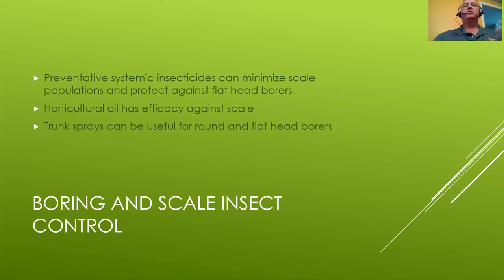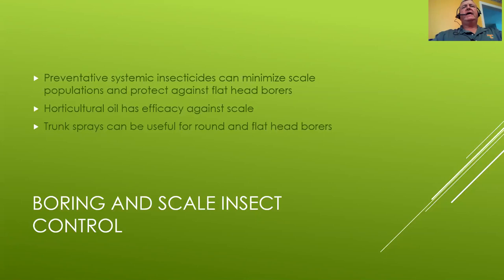What can you do to control some of these scale insects and these boring insects? There are systemic insecticides that a homeowner can apply that can prevent heavy damage from some of these insects. They can be applied preventatively so that tree roots and shrub roots pick them up and translocate them up throughout the canopy of the tree, so that when one of these susceptible insects feeds on that tree, they ingest some of the insecticide and it kills them, controls them.